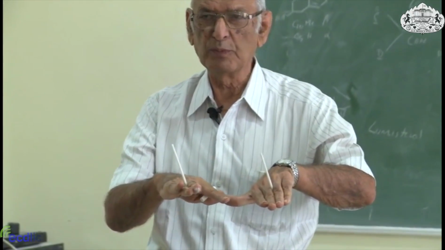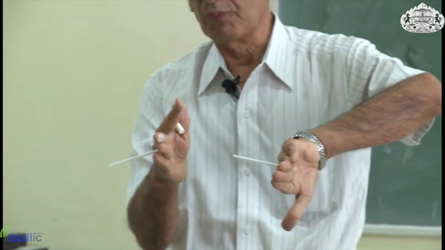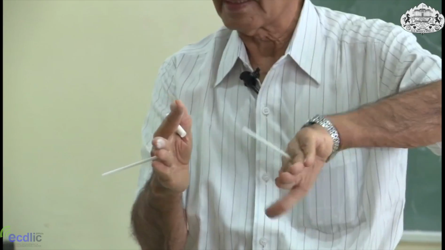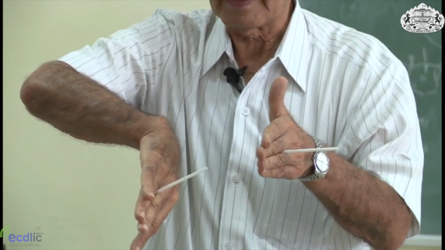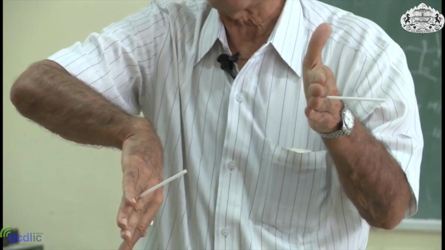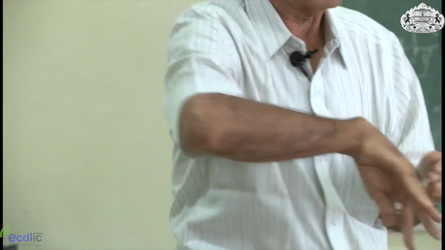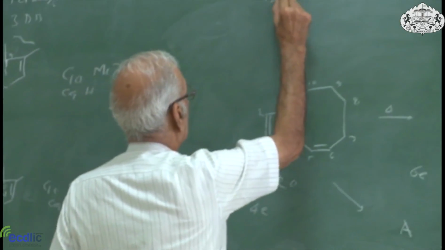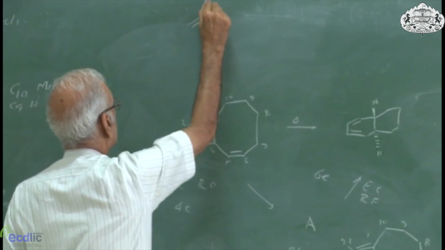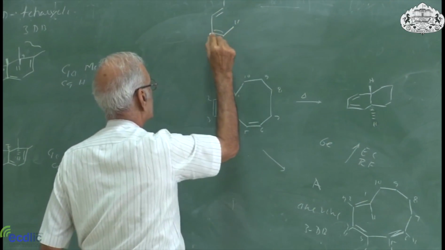I am going to do con-rotatory. What did I do? I moved both of them clockwise. But what happens if I move both of them anti-clockwise? Then what will happen? This hydrogen will be outside, this hydrogen will be inside. Okay. So, this hydrogen is outside, this hydrogen is inside.